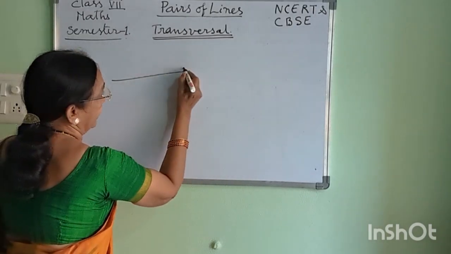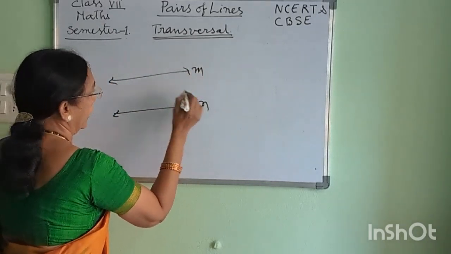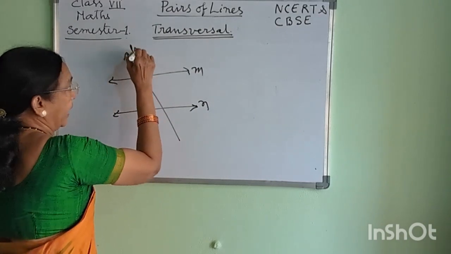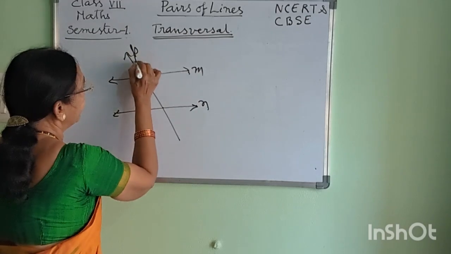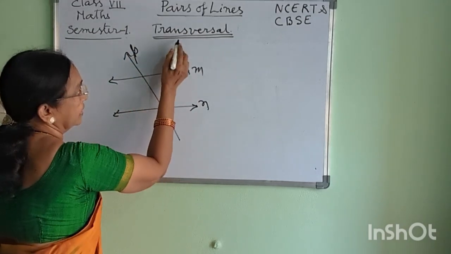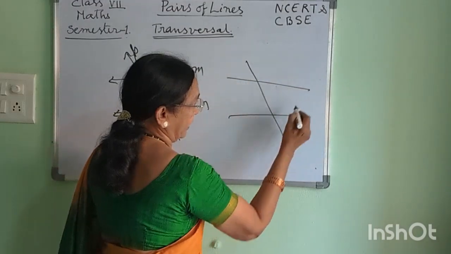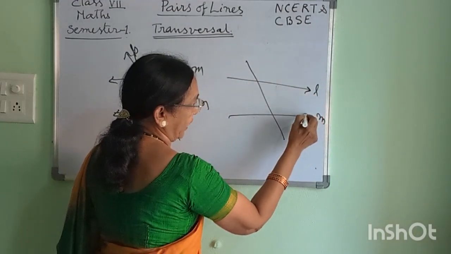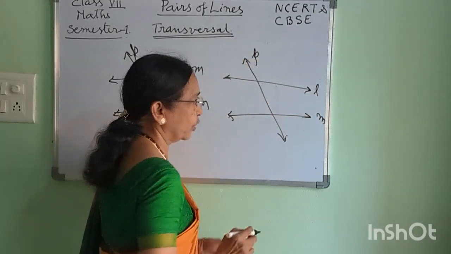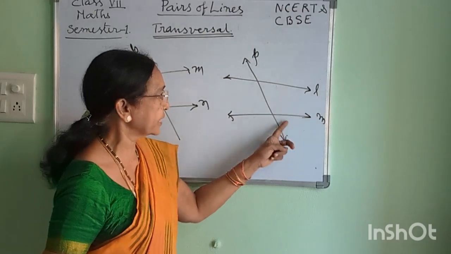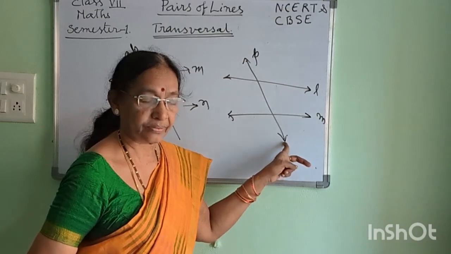See here, these two are lines M and N. Let P be another line which intersects the two lines at two different points. Then P is called the transversal. See another one. Here L and M are two lines. P is another line, so P is intersecting these two lines at two distinct points. Then this is called the transversal.